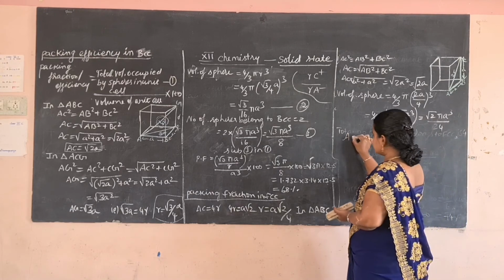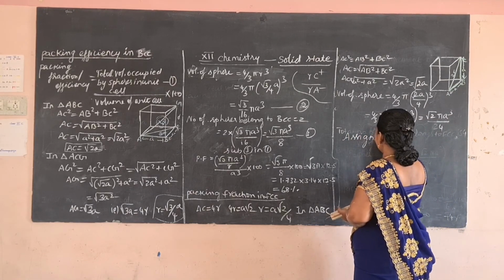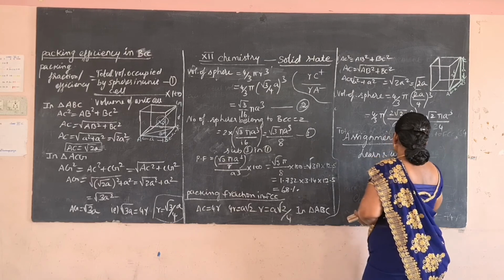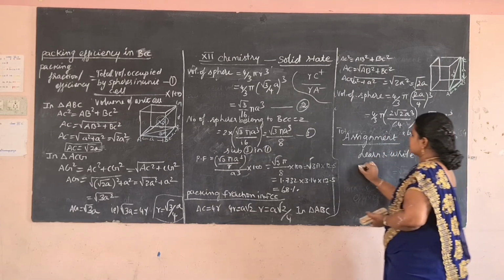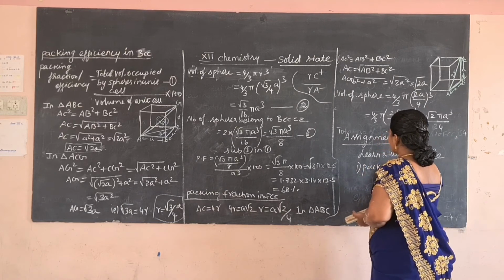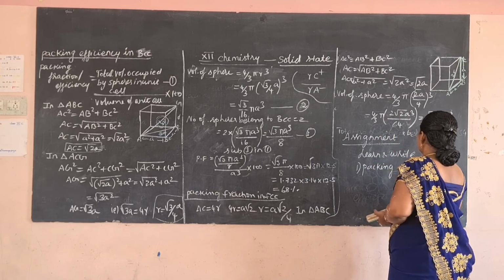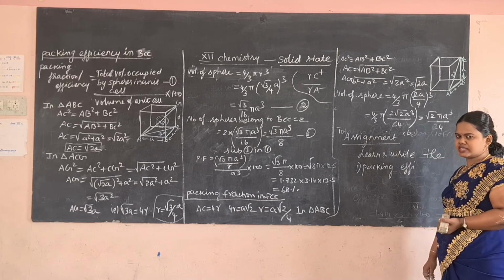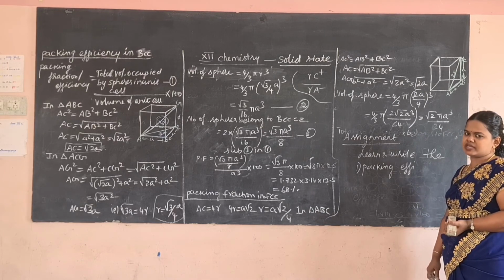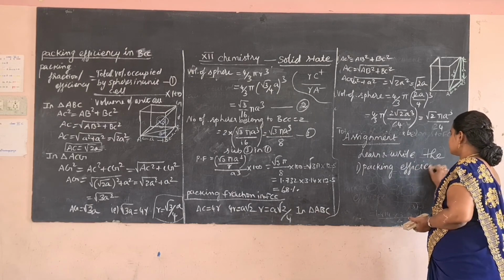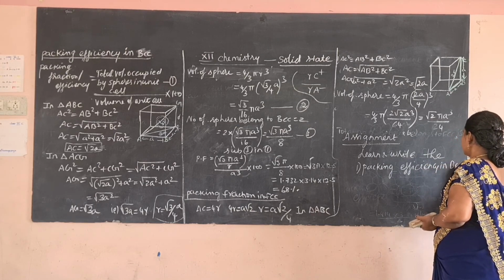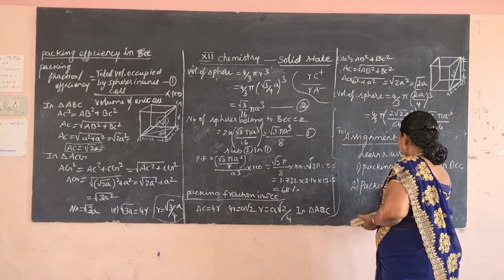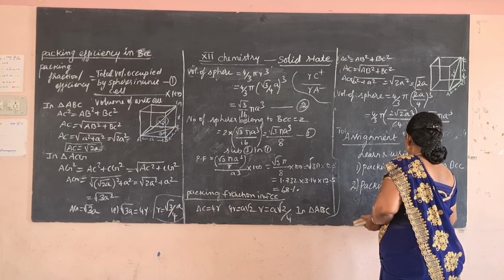So today's assignment is learn and write the packing efficiency of body centered cubic unit cell. Simple cubic unit cell is represented as SC, body centered cubic unit cell as BCC, and face centered cubic unit cell as FCC. So packing efficiency in BCC, it is also a detailed question, and packing efficiency in FCC. So these two questions you learn and write.